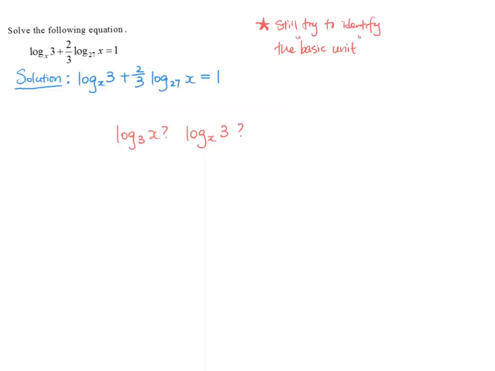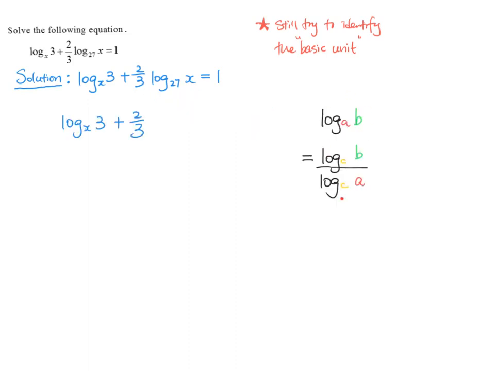Now this question is a little bit different from the previous one. If you look at the two log terms, they have different bases. So in this case, they cannot be combined, right? So what do you do? You still try to identify the basic unit. Now in this case, maybe log base 3 of x, maybe log base x of 3. Why do you think so? Because you see a 27 here and a lot of 3's here. But if we take this as the basic unit, it's good because it's already here, right? All we need to do is just to convert this in terms of log base x of 3.